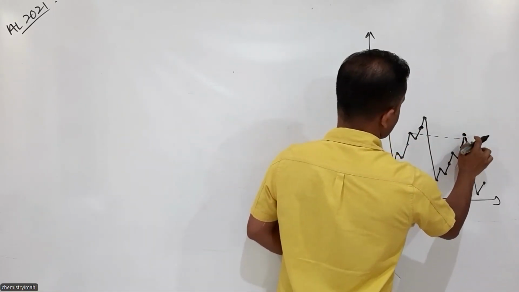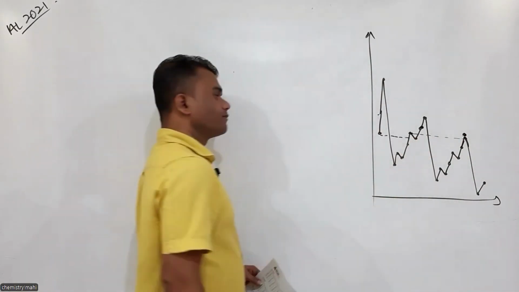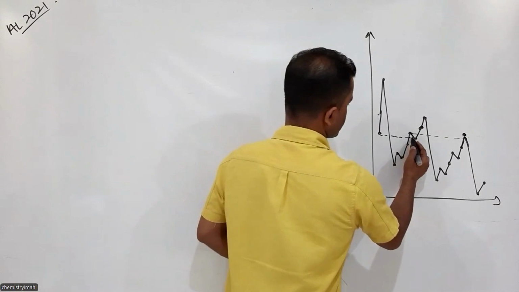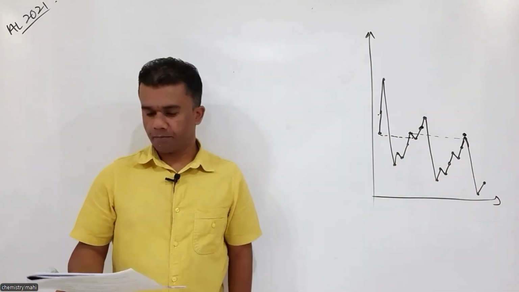Slightly higher than nitrogen but lower than fluorine. And hydrogen and oxygen are at the same level. Approximately, they are the same. So when you draw the graph in that manner, then you end up with the correct variation.